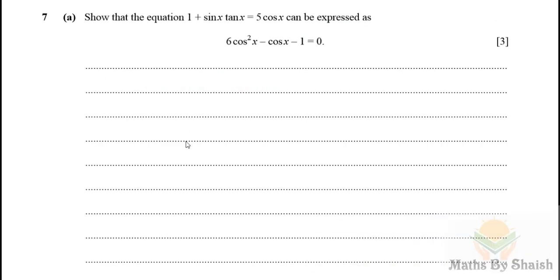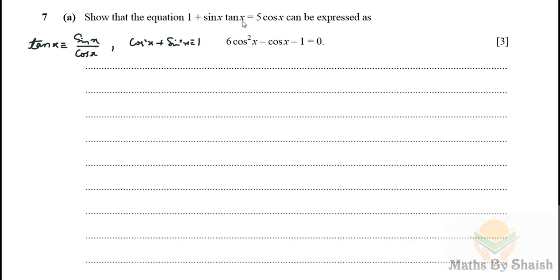Here is question number 7a part. Show that the equation (1 plus sin x) tan x is equal to 5 cos x can be expressed as this. Since in the AS level we have only two identities, one is tan x is equivalent to sin x over cos x, another is cos square x plus sin square x is equivalent to 1.